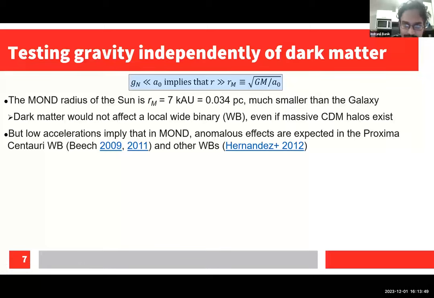The other thing to realize is that the typical separations between stars in the solar neighborhood is about one parsec. So it's entirely possible to have a wide binary, which is not much affected by other stars. Actually, the nearest star to the sun is in a wide binary. So wide binaries are not too rare either.